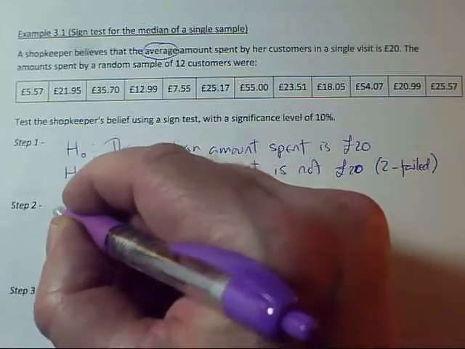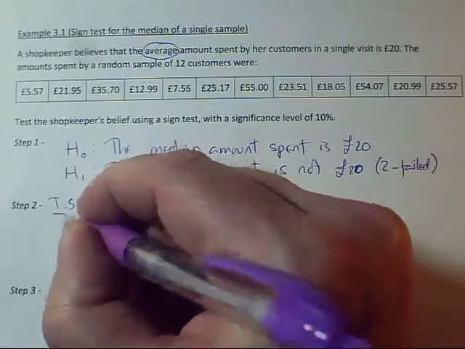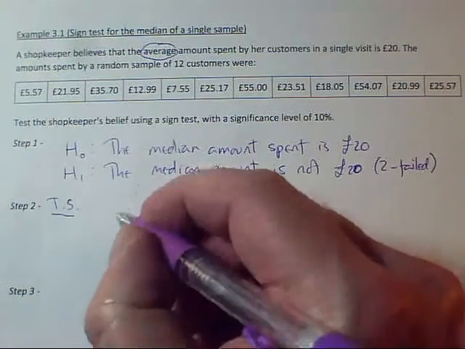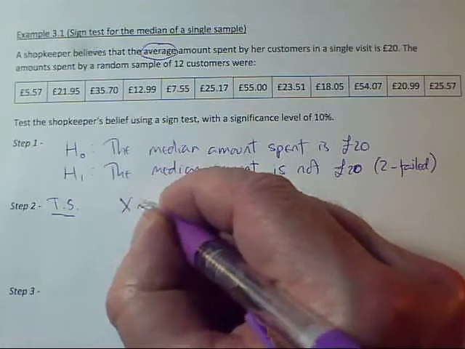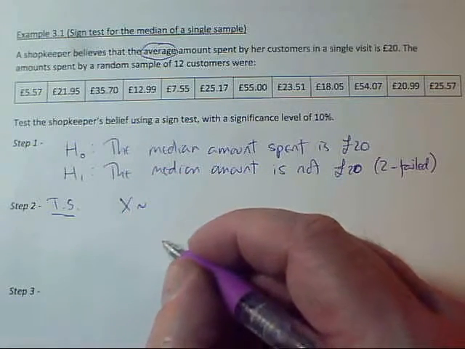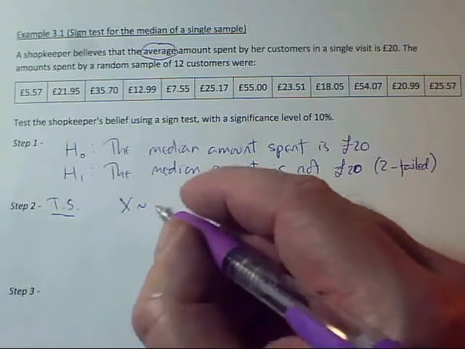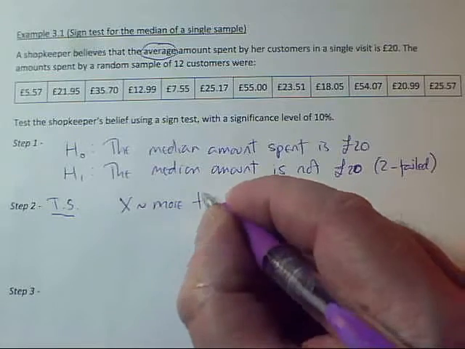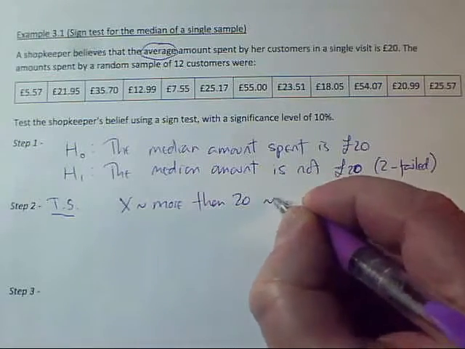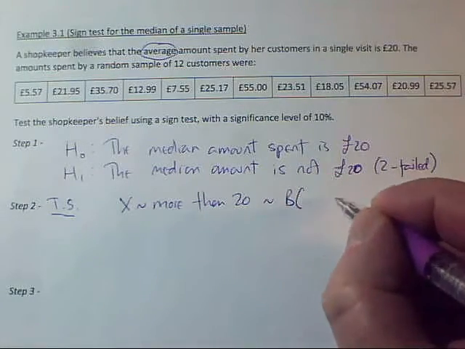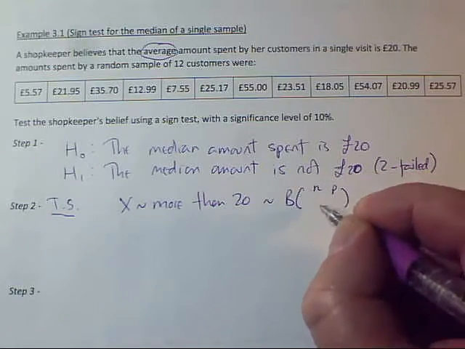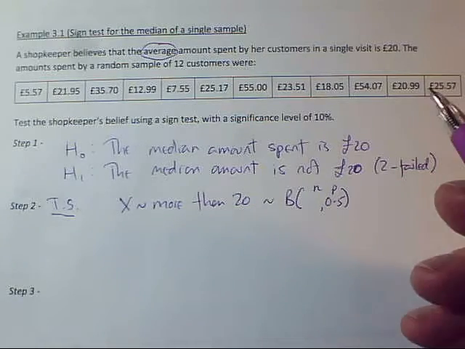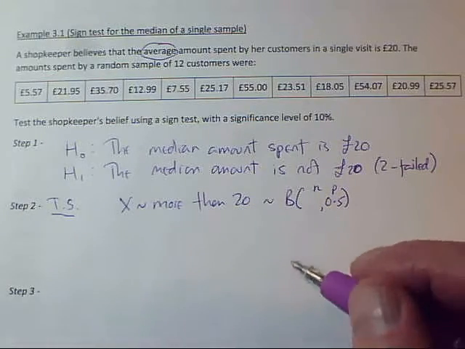Step two is always the test statistic. In the case of the sign test, that's just a binomial probability. So we need to set up a binomial distribution. The number of customers who spend more than £20 should follow a binomial distribution. So I need an n value and a p value. Well, p for the sign test is always 0.5. We're dealing with a median, so the probability of being more than the median should be 0.5.